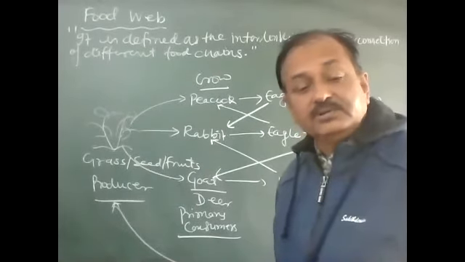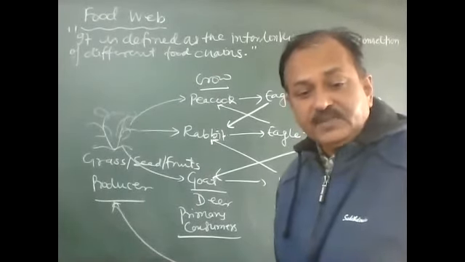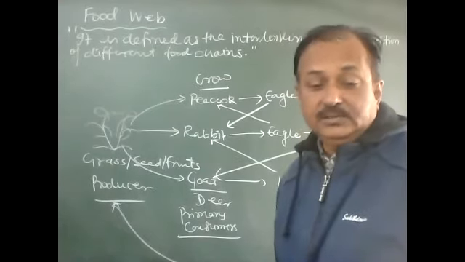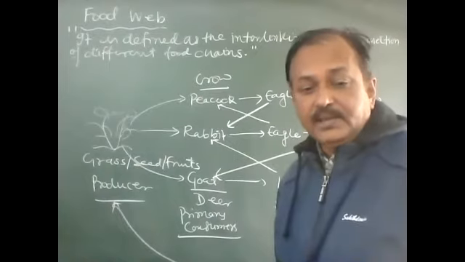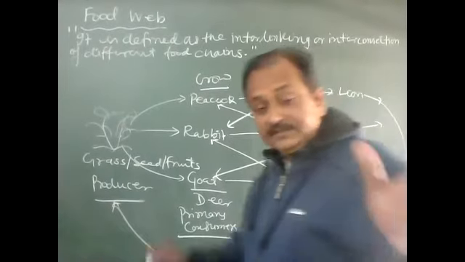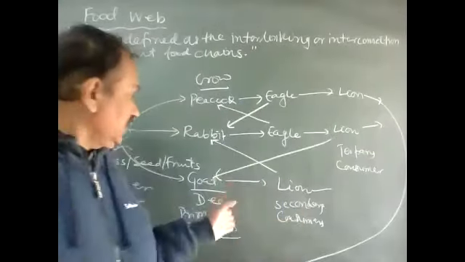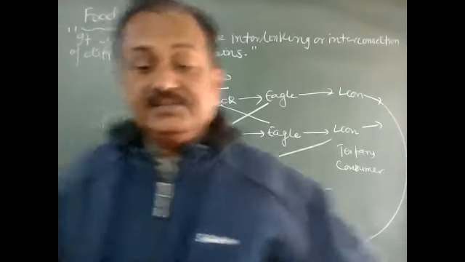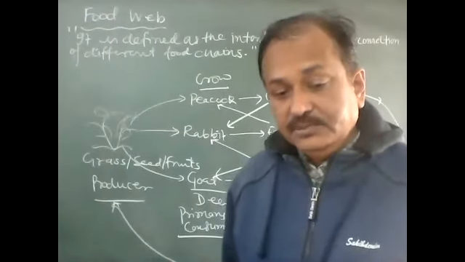So this is about the food chain, and rather it is a complete explanation about the food web. See how different food chains, different consumers, they are interconnected, and this is nothing but what is called a food web.